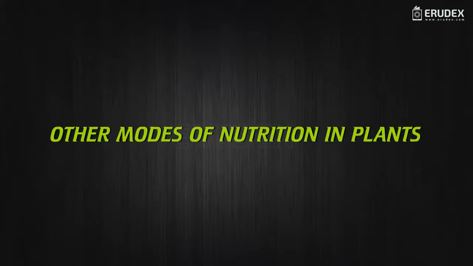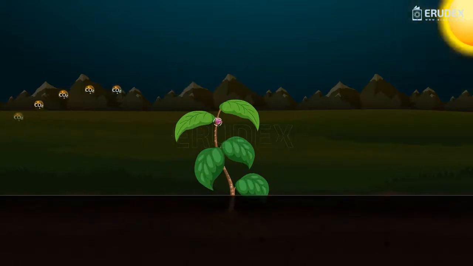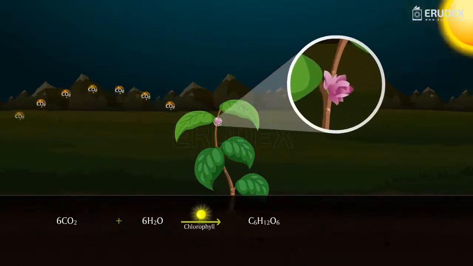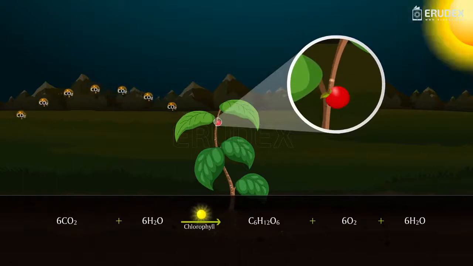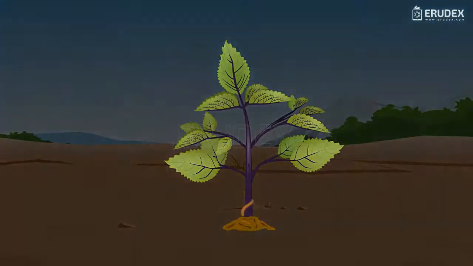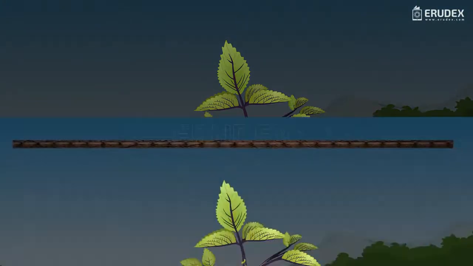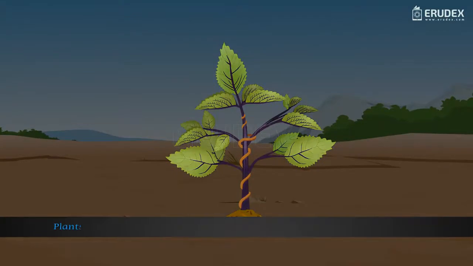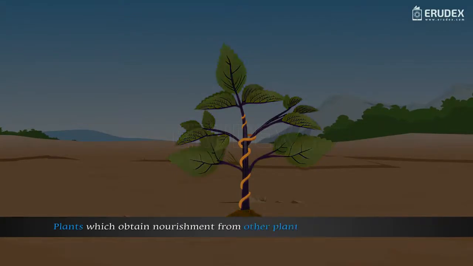Other modes of nutrition in plants. As we know, most of the plants perform photosynthesis and synthesize their food. Some of them exhibit heterotrophic mode of nutrition by depending on plants which synthesize food. Such plants which obtain nourishment from other plants are called as parasites.